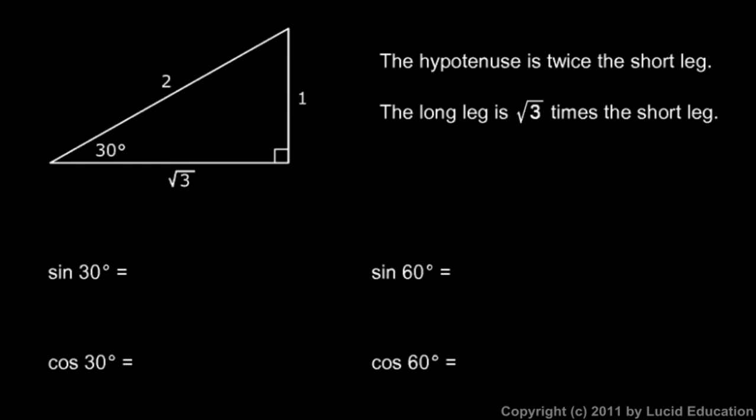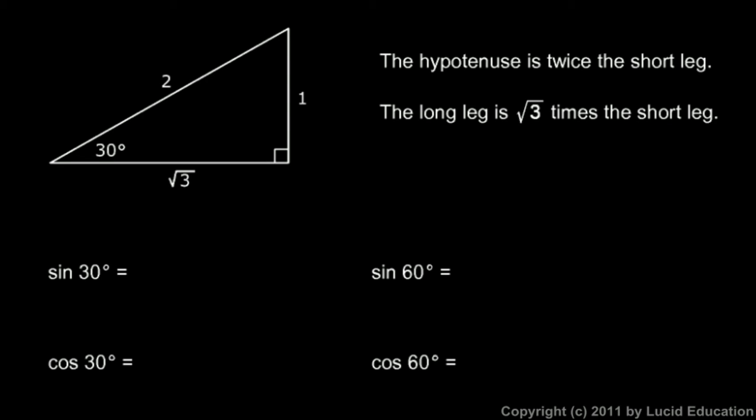And one of the things we learn about 30, 60, 90 triangles from the Pythagorean theorem is that the hypotenuse, you see here length 2 in this case, is always twice the short leg. This is length 1 in this case. Now this triangle could be scaled up or down, bigger or smaller, but that ratio would stay the same. The hypotenuse would always be twice the short leg as long as it was a 30, 60, 90 triangle. If that angle's 30 degrees and that's a right angle, the hypotenuse is twice the short leg.